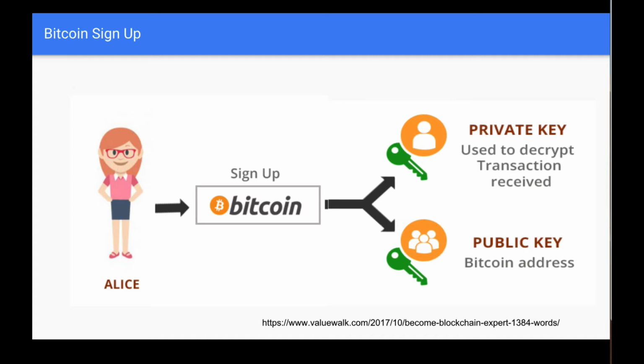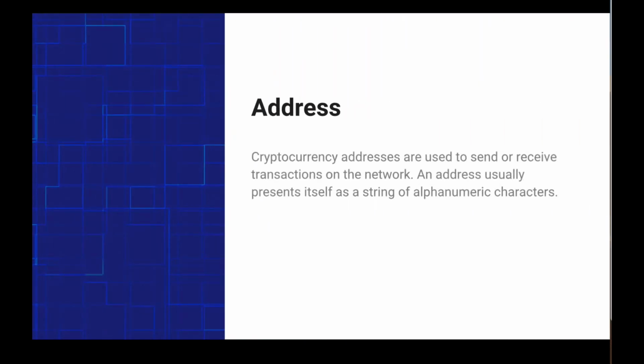So let's again define what an address is in cryptocurrency. Cryptocurrency addresses are used to send or receive transactions on a network. An address usually presents itself as a string of alphanumeric characters. Oh my god, don't even try to remember this definition. Just think that addresses are something that you give someone so that you can get a payment, just like your email address, which you give to someone so that you can get an email.